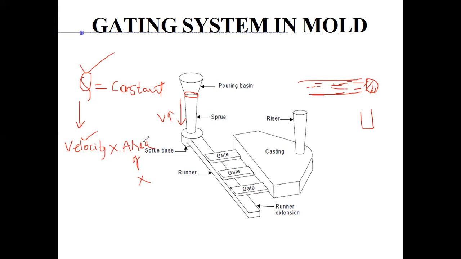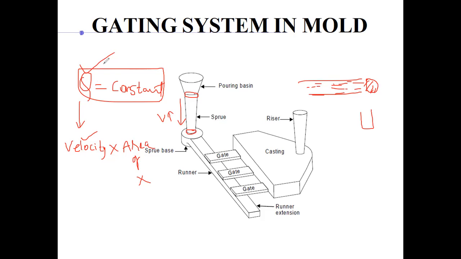But if you decrease the area of cross section proportionally, a proportional decrement of area of cross section with increase of velocity will ensure that discharge is constant. We want to maintain constant discharge. That's the principle, right? There should be constant flow of molten metal. The same amount of fluid that is here, we want the same amount of fluid to be here.